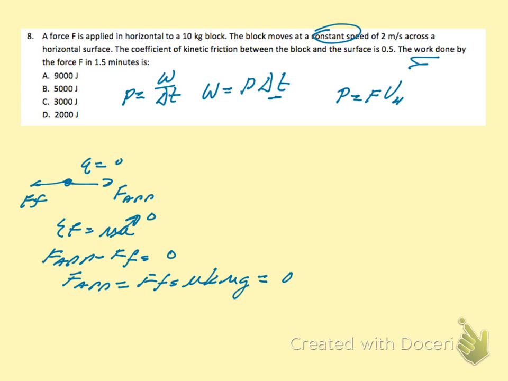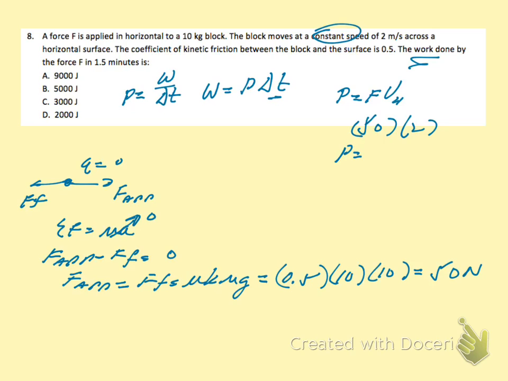Mu k, they gave us 0.5. The mass is 10. And g is 10, so half of 100 is 50 newtons, right? We can plug in 50 newtons times a velocity of 2, and we're getting a power equal to 100 watts. Plugging in the power of 100 times the time in seconds of 90, we're going to get work of 9,000 joules.